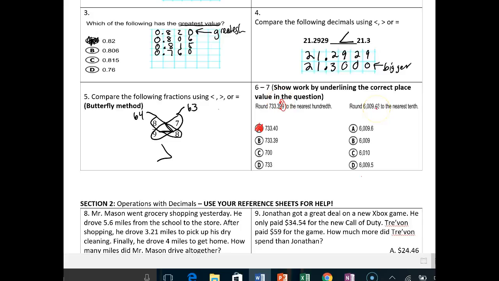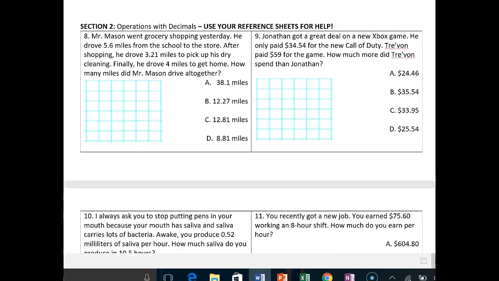So the 4 is the 10th spot, meaning I look at the 6, and do I round up to 5, or do I stay the same at 4? It means I round up to 5 because, again, that 6 is greater than 5. So 5 or more, round up.